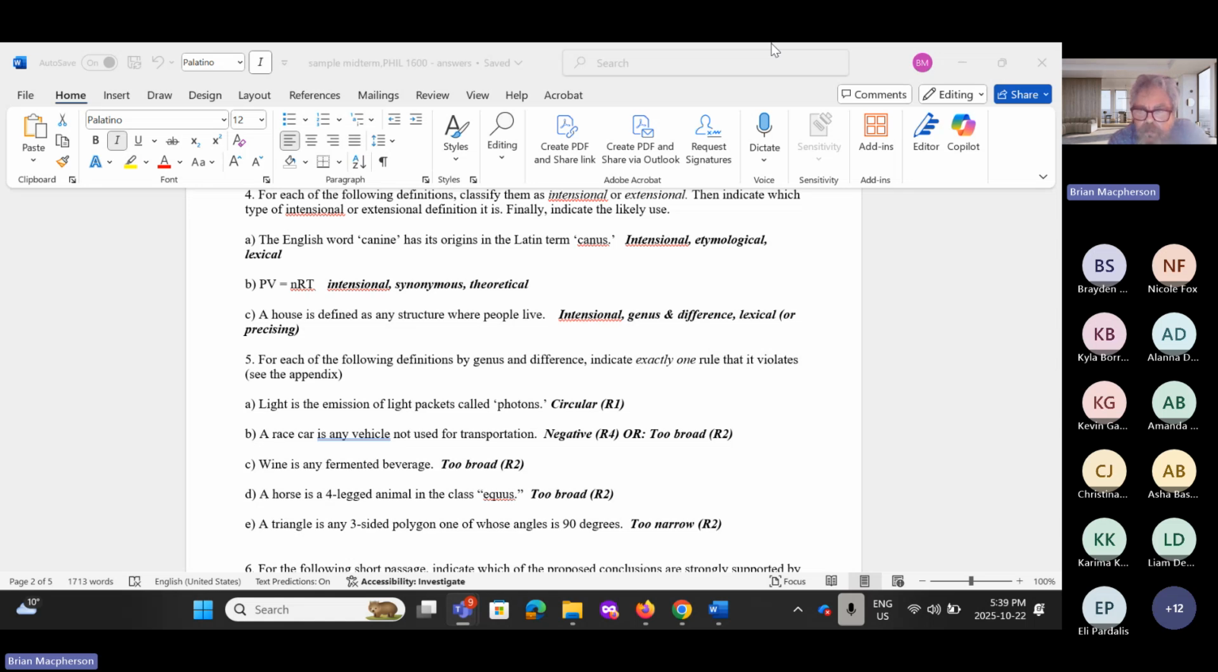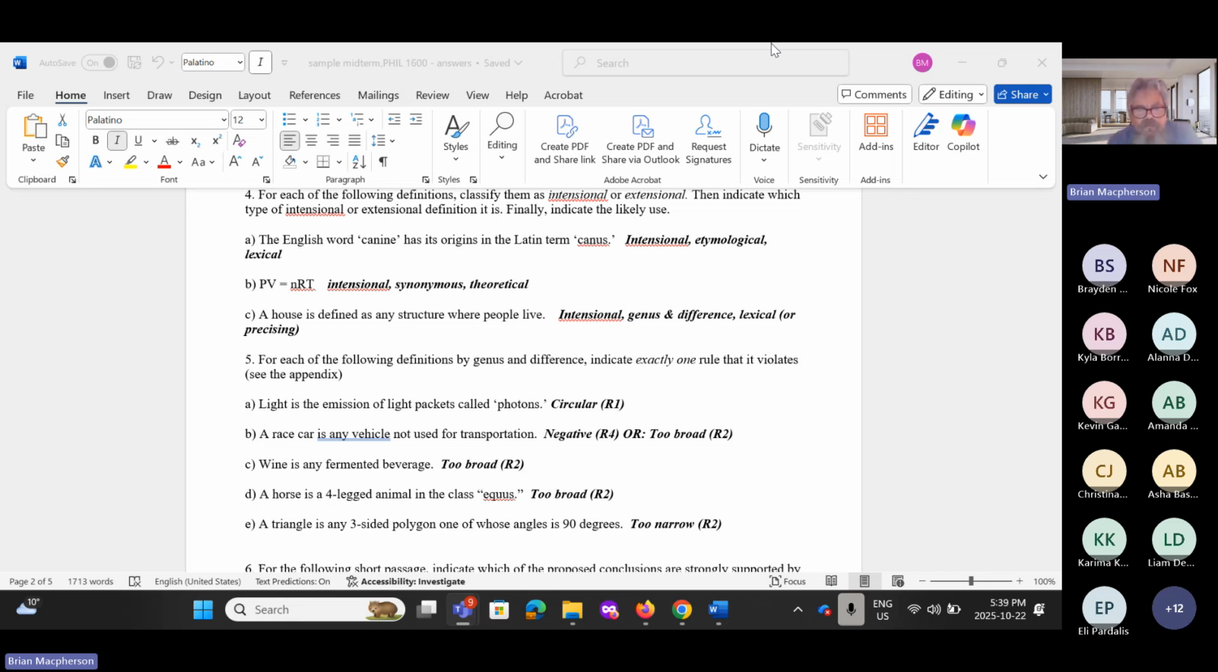For example, and I looked it up, by the way, just to let you know, I did look it up. The class Equus in taxonomy includes not just horses, but also zebras. I'm sure you're familiar with zebras, right? So zebras also fall into the class Equus, so the definition is too broad.